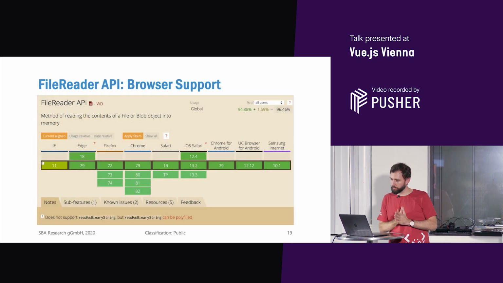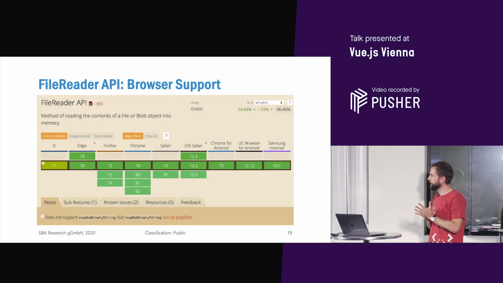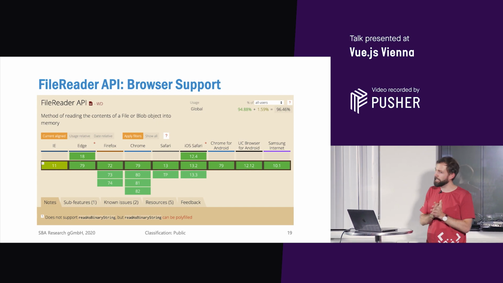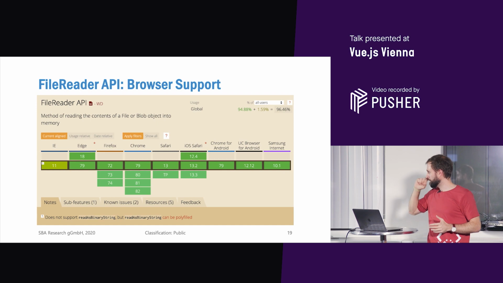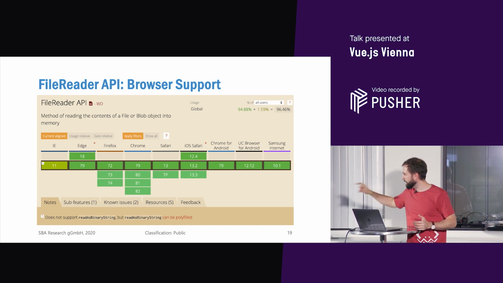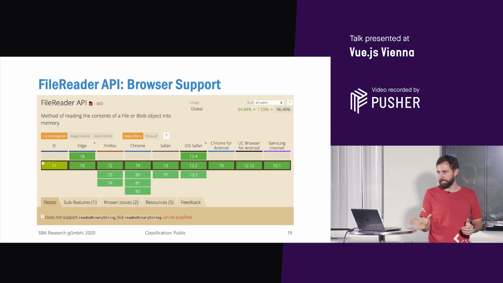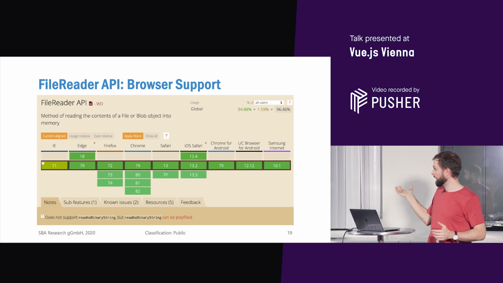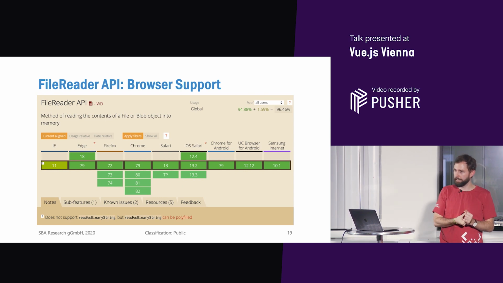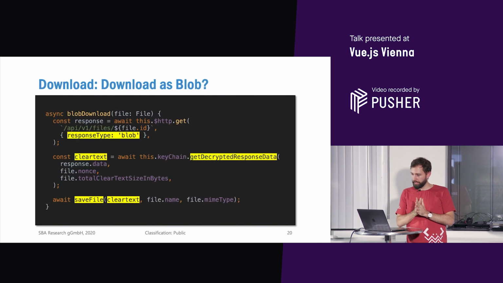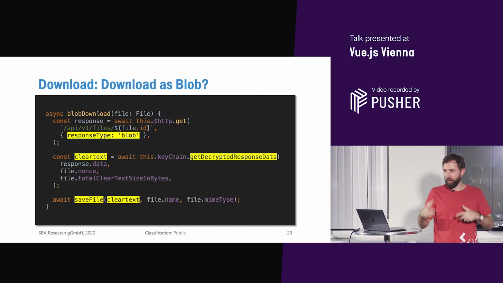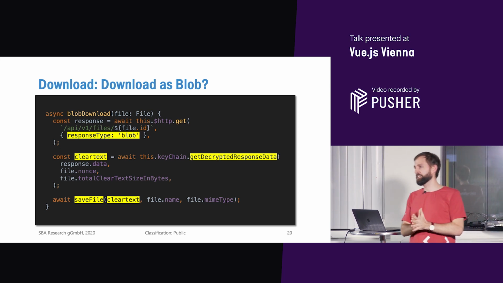Cool. So the file reader API is pretty well supported in all major browsers. Even Internet Explorer supports file reader API. It doesn't support read as binary string, but we're not using that anyway. In this case, we're not using it, so we can even upload files in Internet Explorer 11. All right? Cool. Now, it's getting harder and harder because download is even harder.